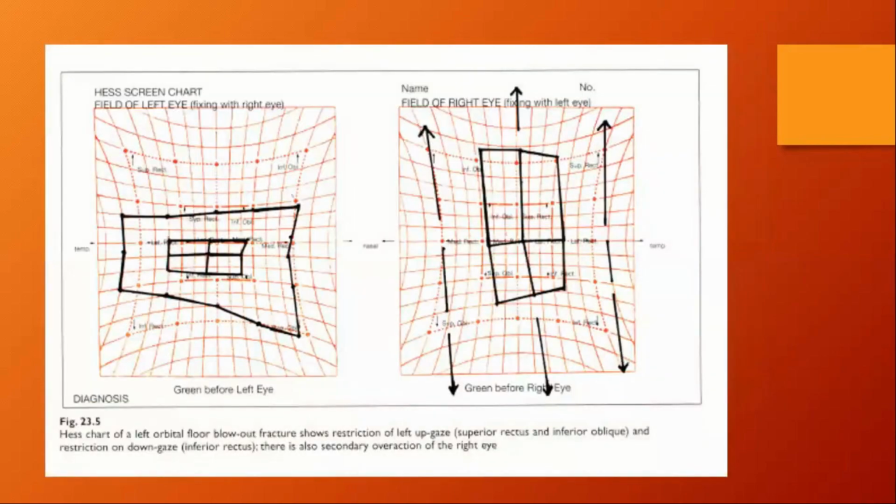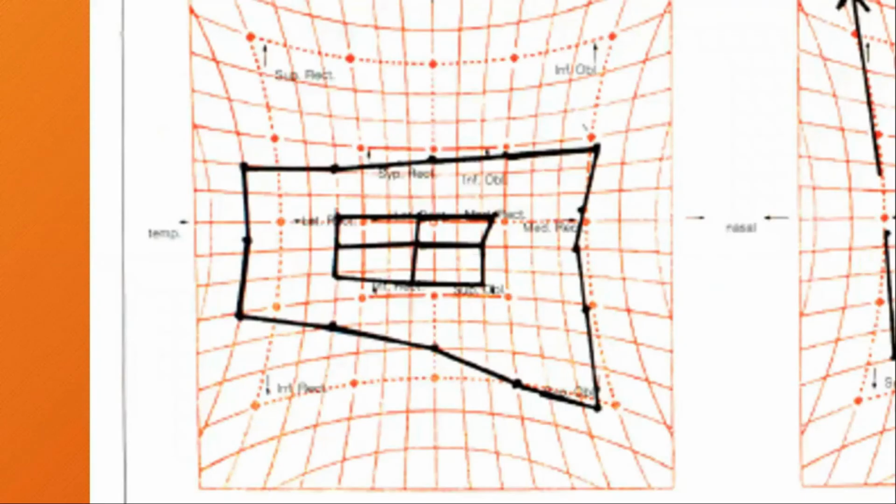Coming now to the last slide here. This is the field of the left eye. Yes, left eye, elevation and depression. Yeah, we have restriction in elevation and depression. What about the primary alignment? Hypotropic, and a little bit outward.